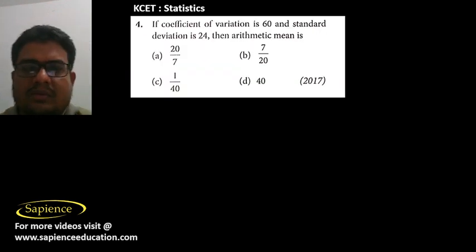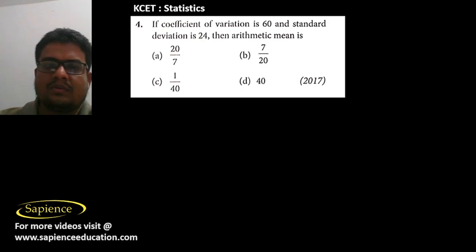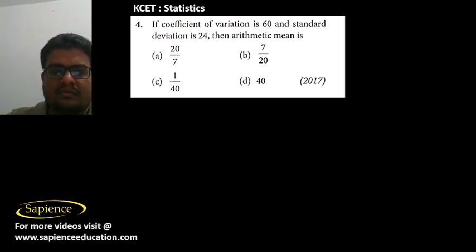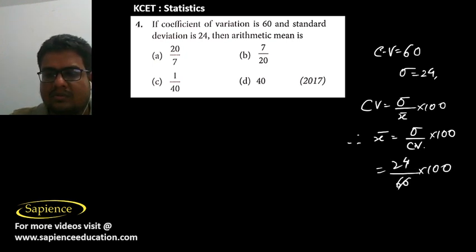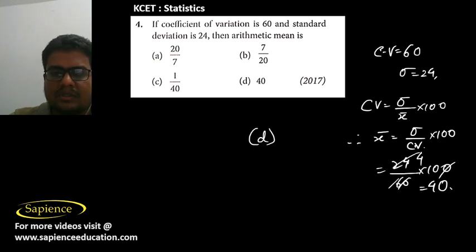Then in question number 4, it is told the coefficient of variation is 60, the standard deviation is 24, then the arithmetic mean is? We know that the coefficient of variation is sigma by x bar into 100. Therefore, the arithmetic mean x bar is sigma by the coefficient of variation into 100. Sigma is 24 by coefficient of variation 60, into 100. The 0 will cancel. 6 fours are 24, so that is equal to 40. Option D is the correct answer.